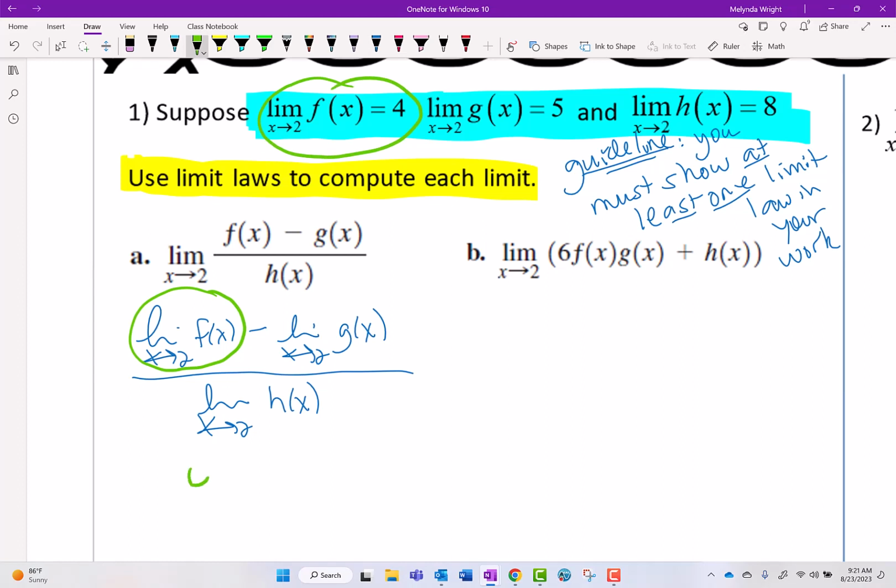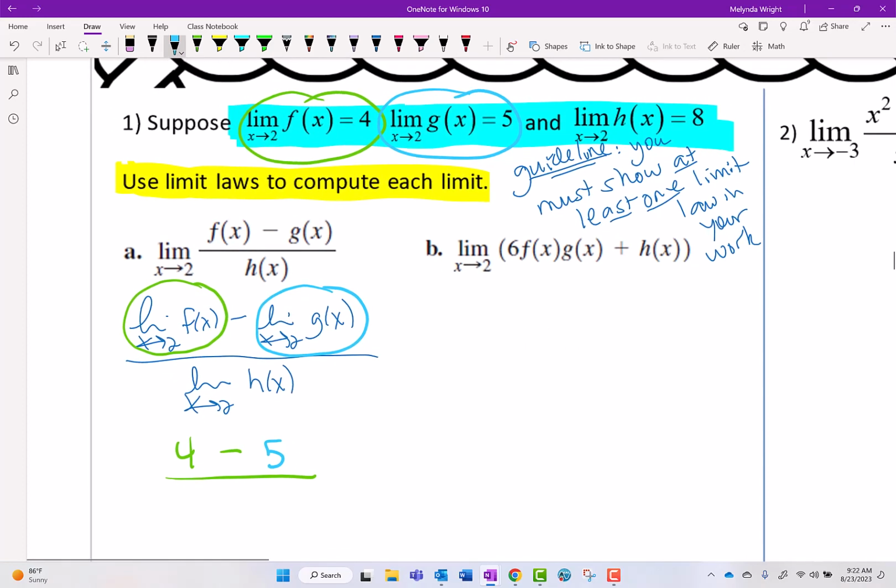And I'm going to put a 4 in. I'm substituting. Now we're going to look at the limit as x goes to 2 of g of x. That is this one right here, so I'm going to replace that with the 5. Let's look at the bottom one. I've got the limit as x goes to 2 of h of x. I'm going to substitute. The limit as x goes to 2 of h of x is an 8.